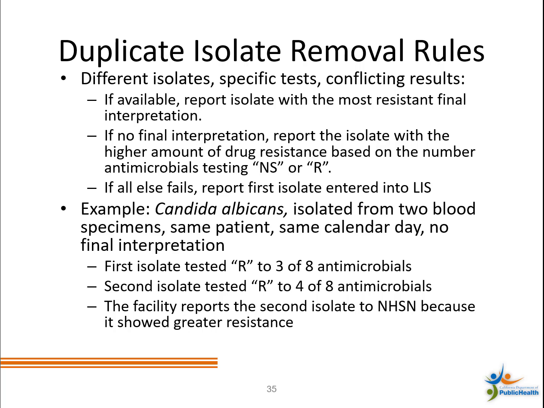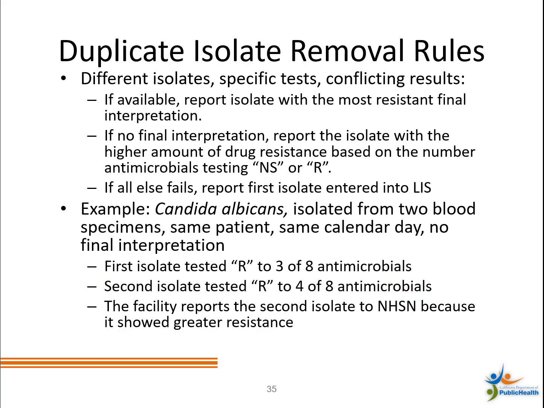The setup is the same as other scenarios. A final interpretation result will always trump one that isn't a final interpretation. If there is no final interpretation, then a facility should report the isolate with the highest number of results that are non-susceptible or resistant. For example, in the case of a patient who has Candida albicans isolated from 2 blood specimens on the same day with no final interpretation, and the first specimen tested resistant to 3 of 8 antimicrobials, while the second tested resistant to 4 of 8 antimicrobials, then the facility reports the second isolate to NHSN.